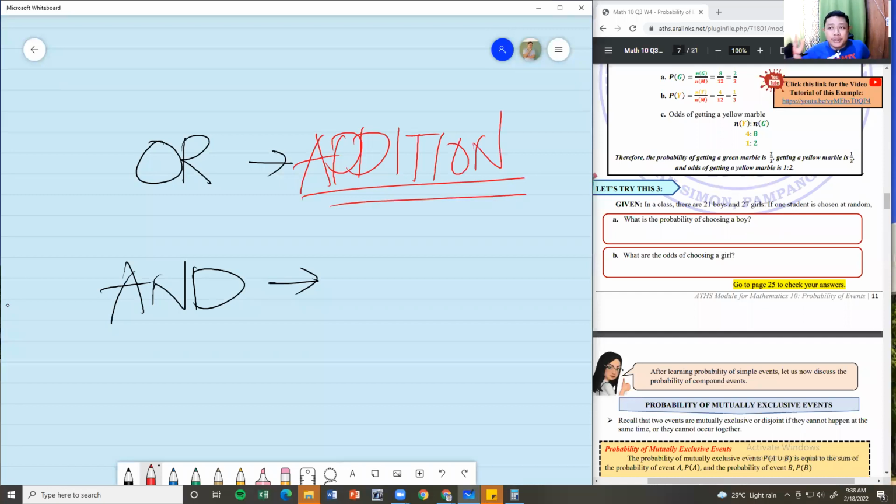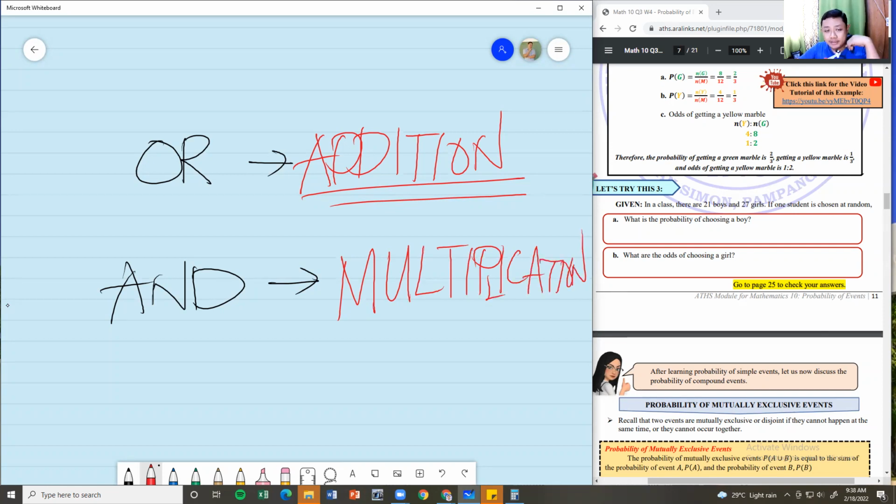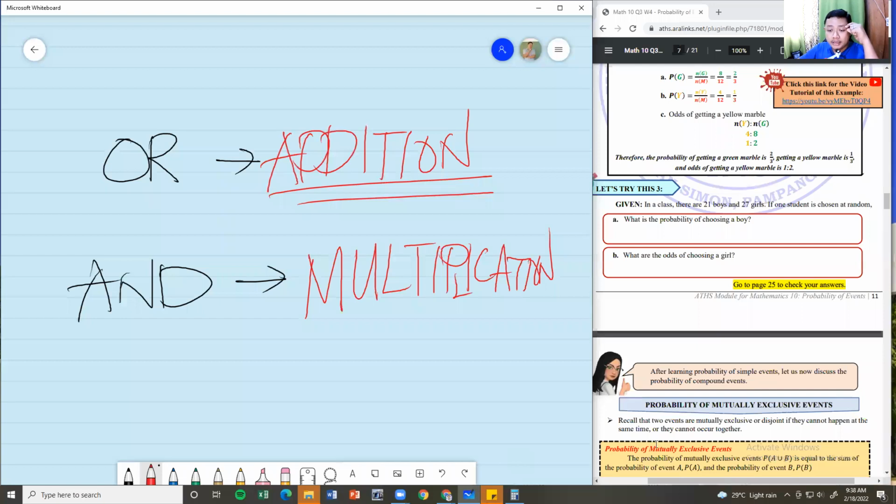And of course, when we encounter the word and, hindi lang siya or kasi kapag or, pipili ka ng boy or girl. Kaya addition yung operation nun. But if you will be choosing a boy and a girl, ayun, FPC yung context natin doon. And that becomes multiplication. Okay? Please take note of this. Remember that for or, it's addition, and for and, it's multiplication. Okay? Show me a reaction if these two concepts are clear to you now.